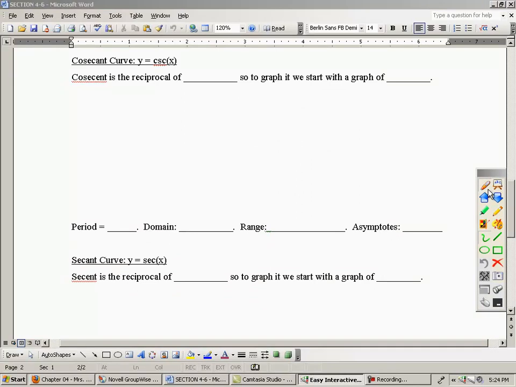Okay. As I look at the first one, cosecant is the reciprocal of the sine. And again, don't forget when you go from a C to an S or an S to a C, you again should not keep the same letters. So it's the reciprocal of the sine. So here's what I'm going to do. I'm going to graph the sine curve first, and then I'm going to show you how that relates to the cosecant curve. Okay?